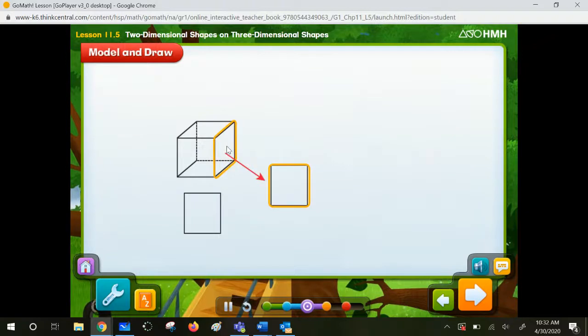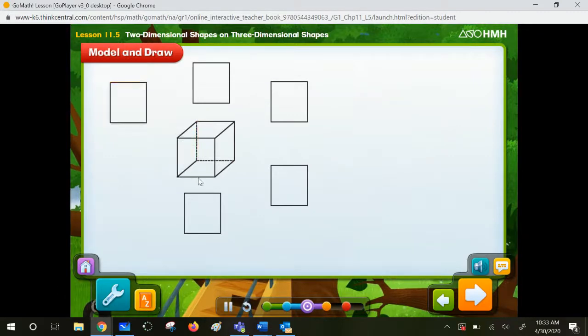What shape did you trace? A square. Now trace this surface of the cube. You traced another square. Trace another surface. And another. Keep going. Nearly there. One more flat surface. The flat surfaces on a cube are all the same.